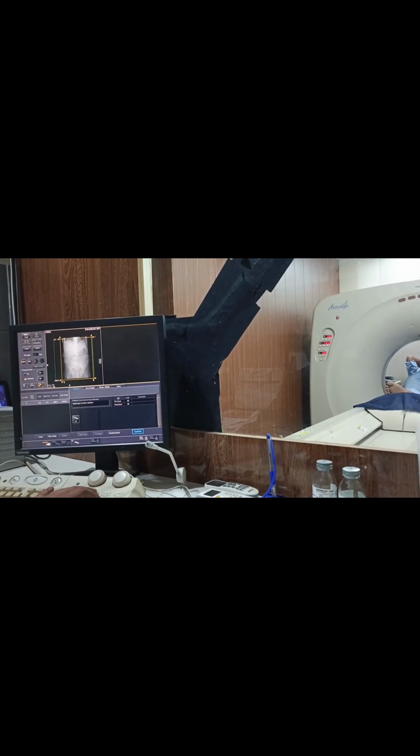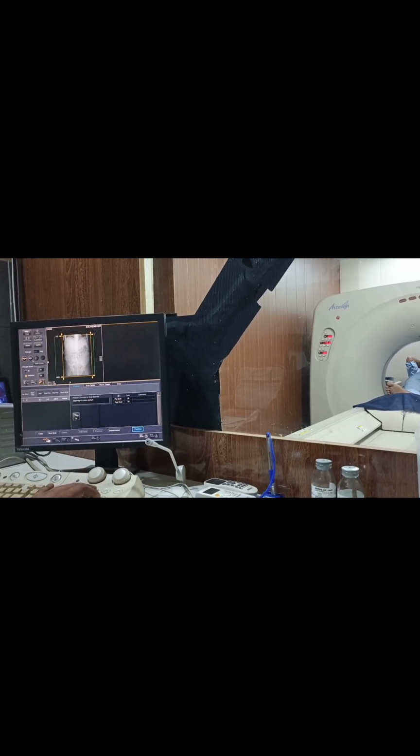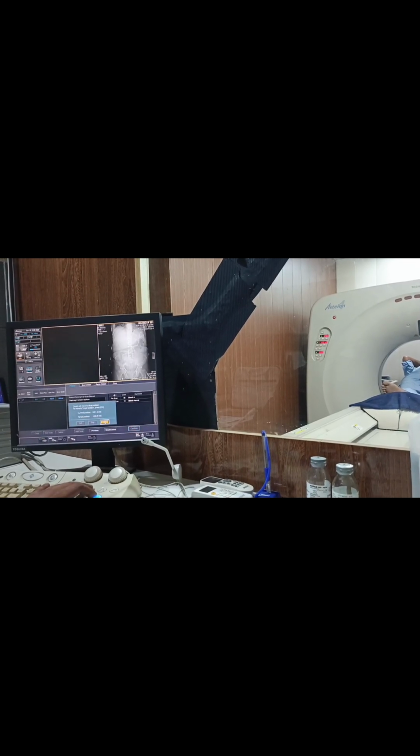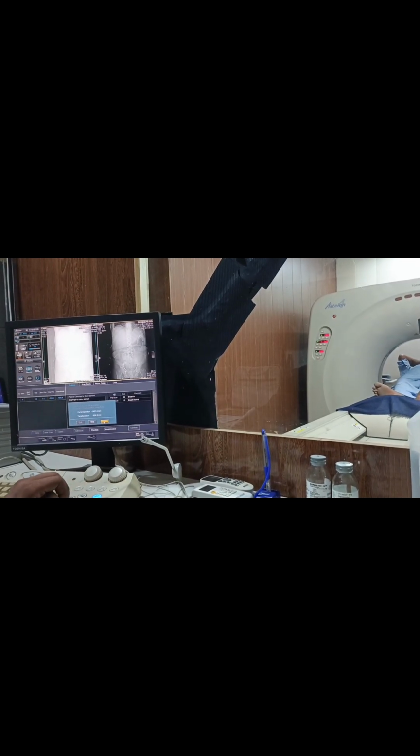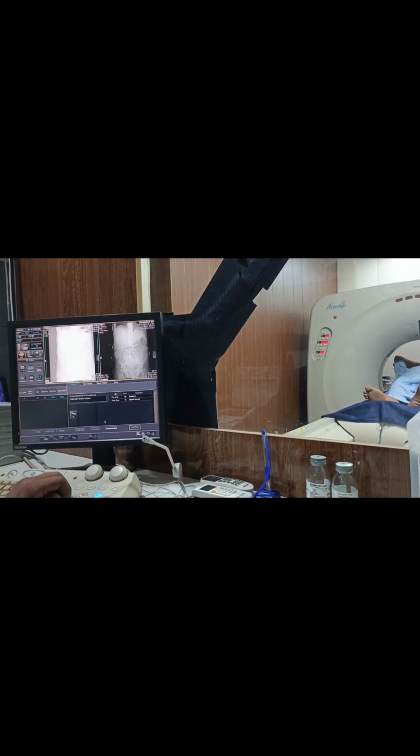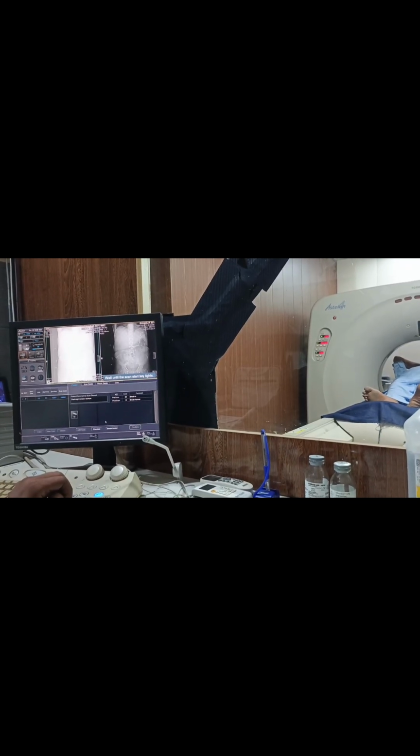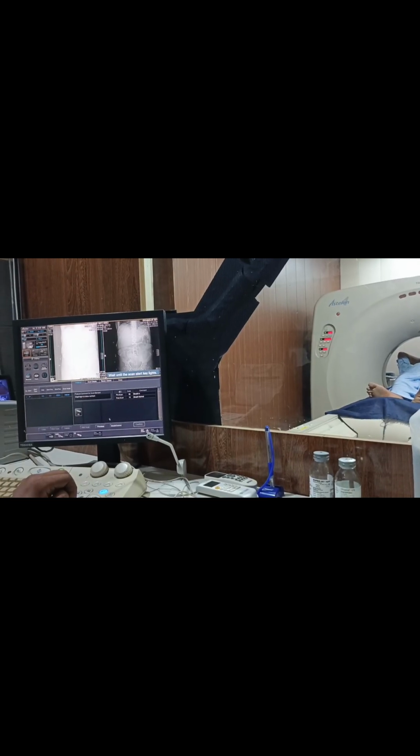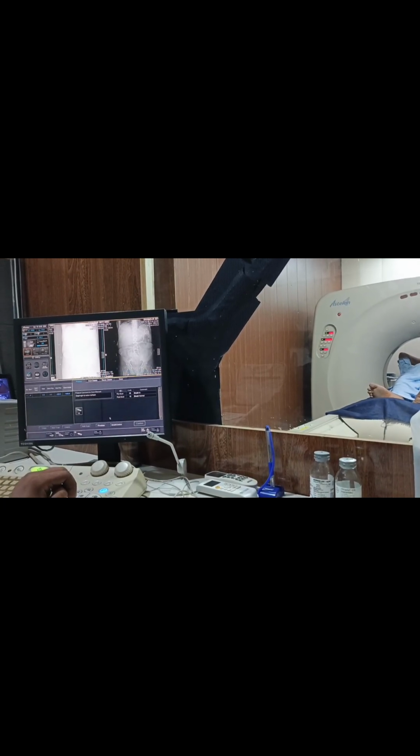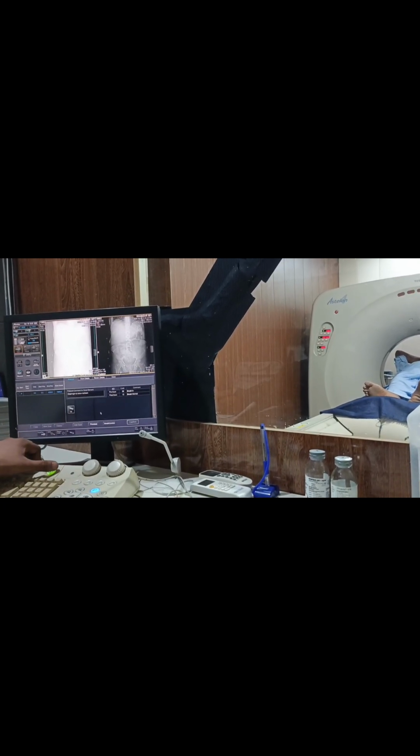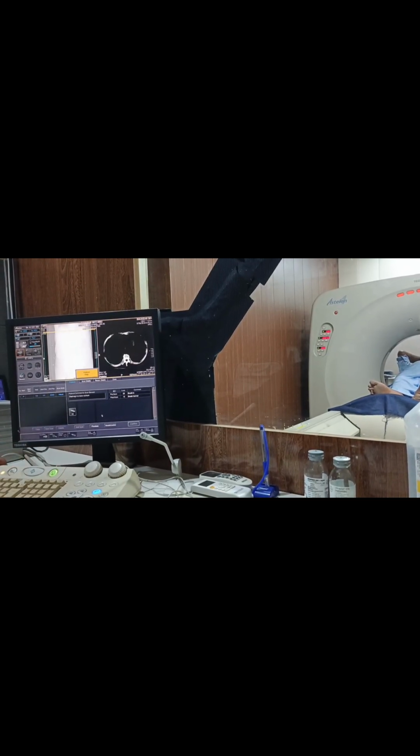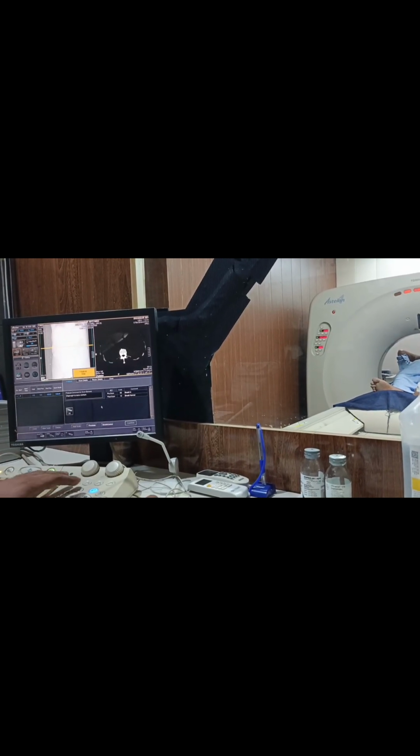The process begins long before the patient enters the scanning room. When a doctor suspects an internal problem such as abdominal pain, infection, tumor, injury, or swelling, a CT scan is recommended to provide a more accurate picture than a standard X-ray. The patient is given instructions to fast for several hours before the procedure, usually around 4 to 6 hours. This ensures that the stomach and intestines are empty, preventing interference with the images.